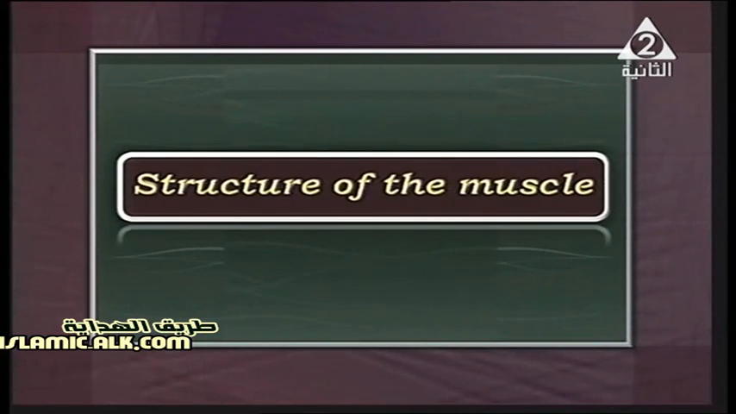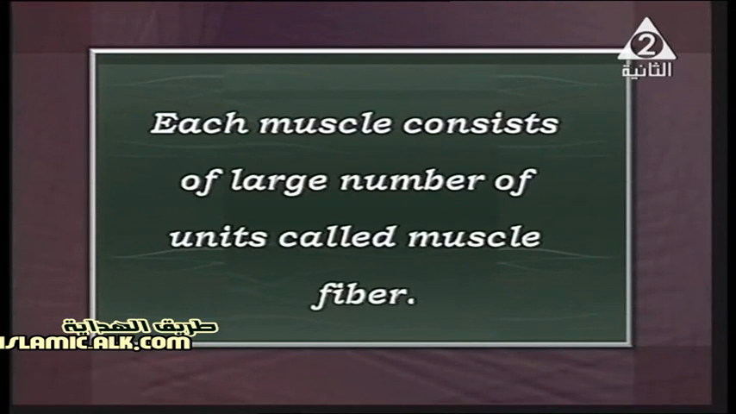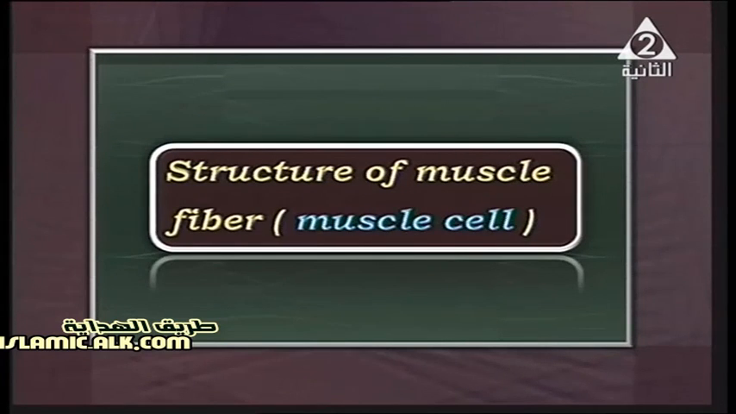Structure of the muscle. Each muscle consists of a large number of units called muscle fibers. Well, the structure of the muscle itself, or the muscle fiber, is what we need right now to know the structure and the mechanism of contraction and relaxation.